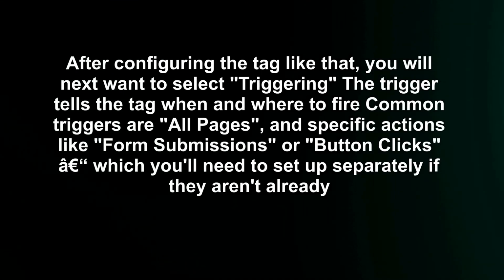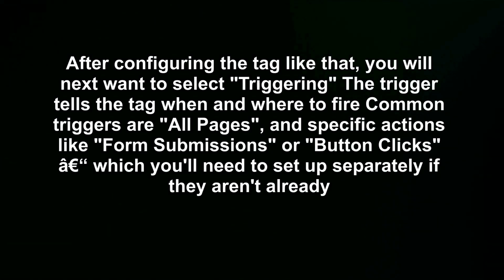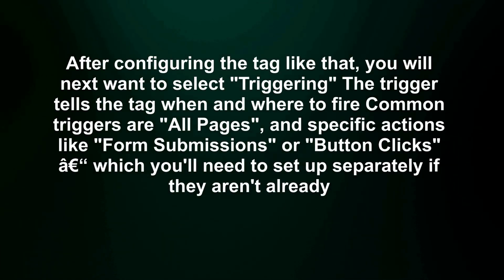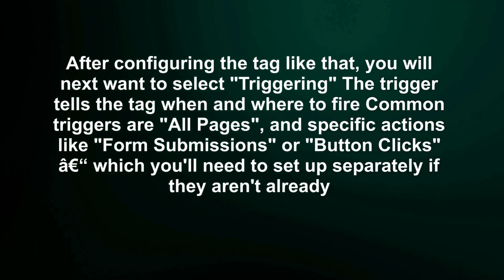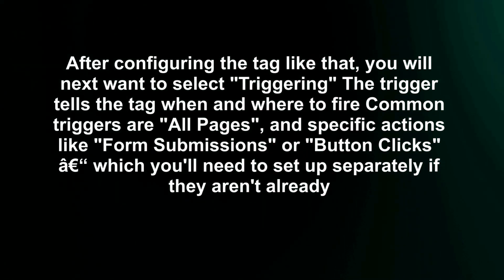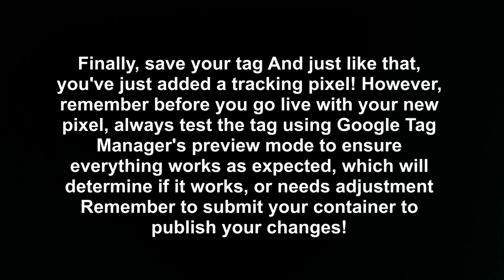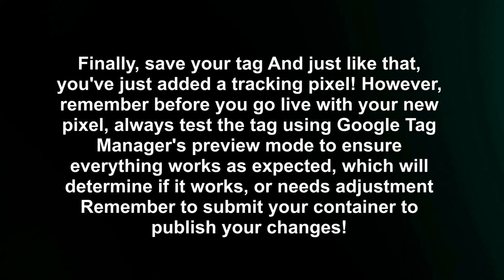After configuring the tag like that, you will next want to select triggering. The trigger tells the tag when and where to fire. Common triggers are all pages and specific actions like form submissions or button clicks, which you'll need to set up separately if they aren't already. Finally, save your tag, and just like that, you've just added a tracking pixel.